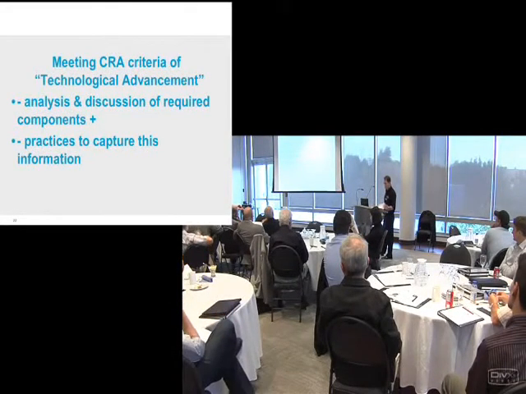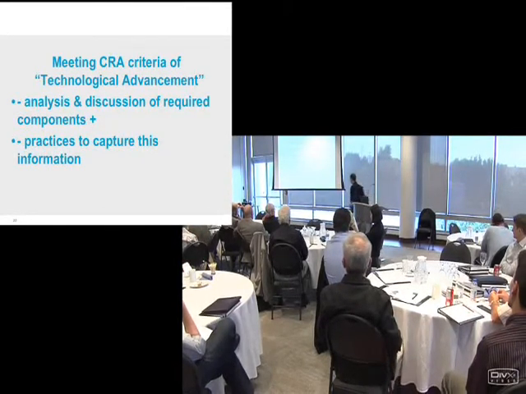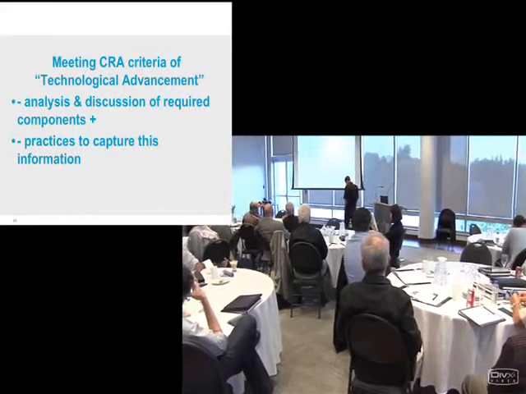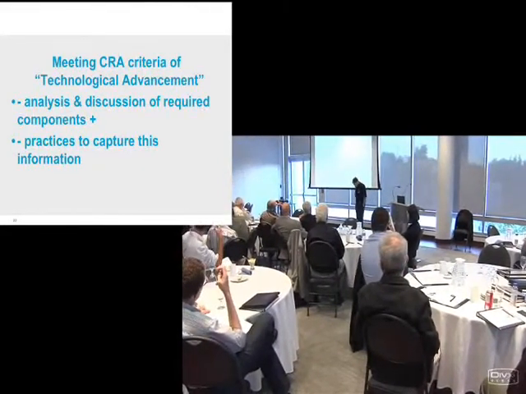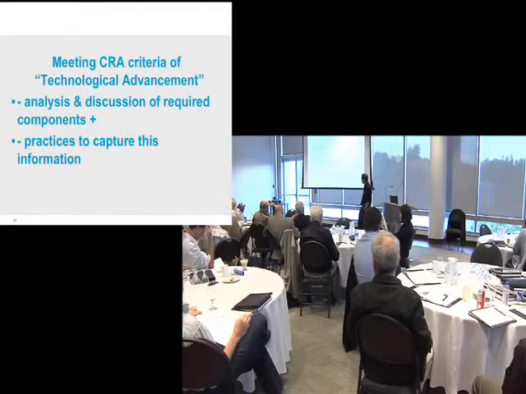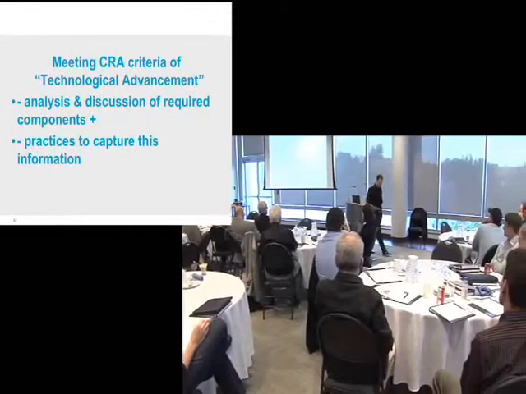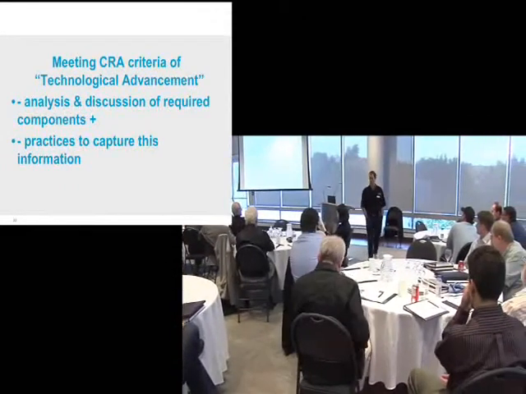One of the key things, I guess, coming back from that is the technological advancement criteria. So when we talk about that paper itself, the eligibility of work and scope, one of the things that I find is that the CRA really has a bad definition of technological advancement.